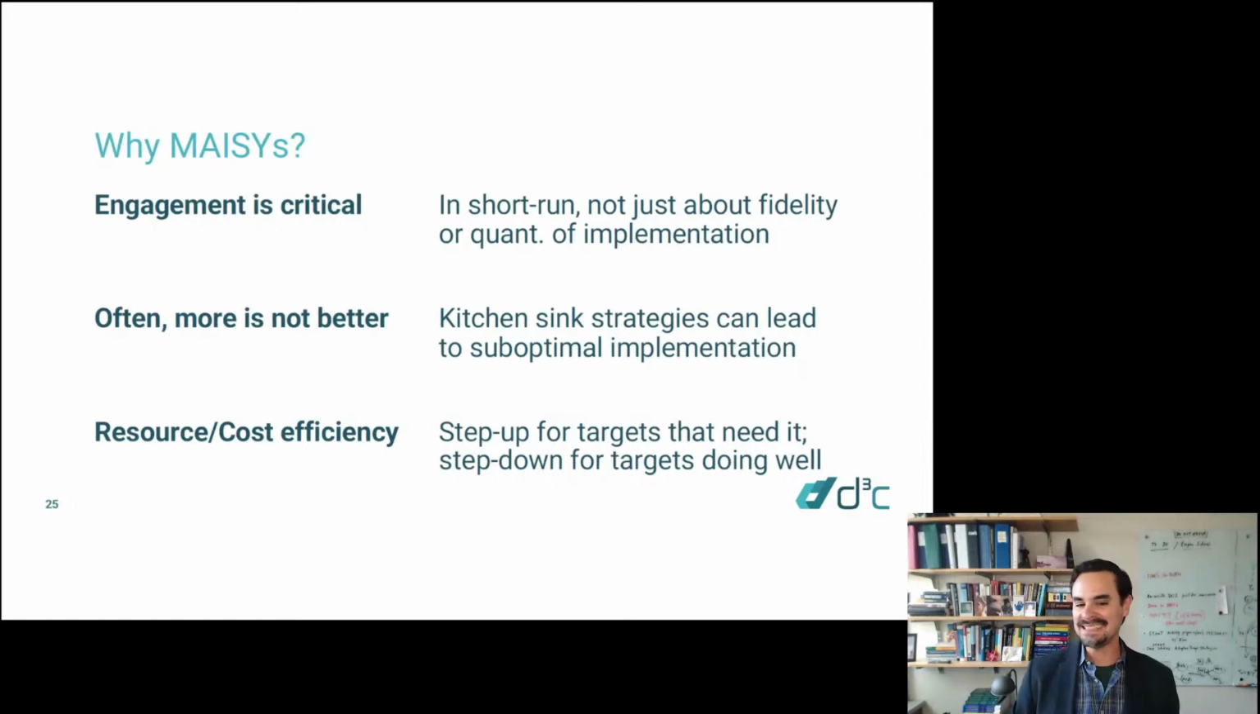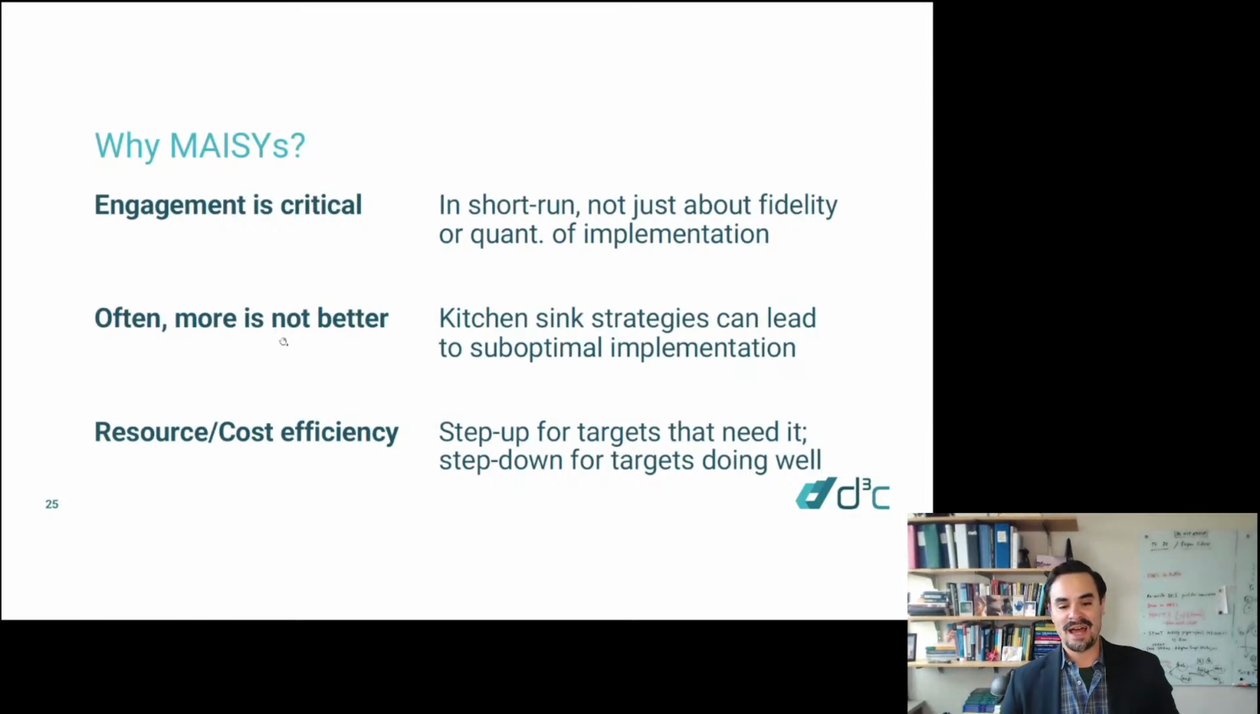So MAISYs are not just about rolling out different implementation strategies. They're also about rolling out different implementation engagement strategies. This issue of engagement, I got to say, I would say 80% of the time gets swept under the rug in our field, and it's pretty unfortunate. But that is one reason you might do a MAISY.